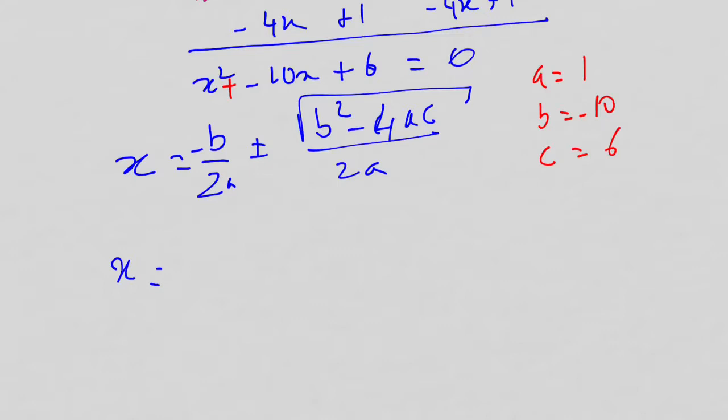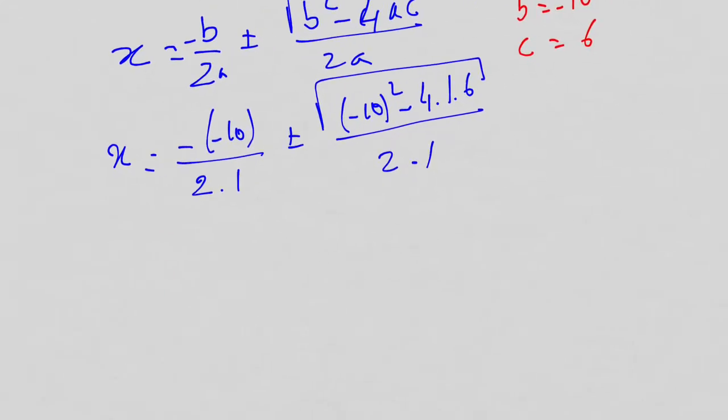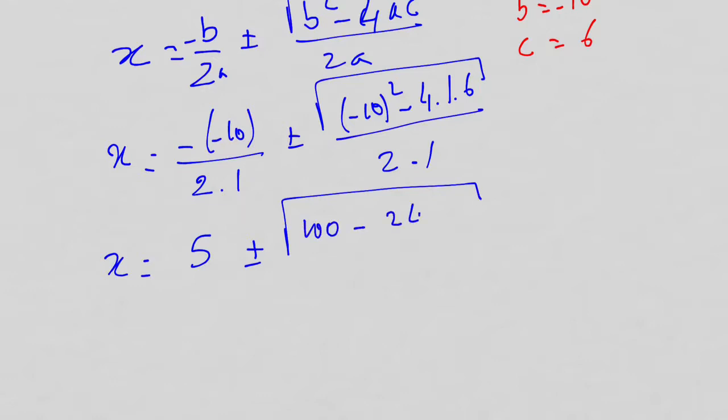So far so good, because now I just need to substitute the values of a, b, and c into my quadratic formula, which is negative negative 10, divided by 2 times 1, plus or minus the square root of negative 10 squared, minus 4 times a, which is 1, times 6, divided by 2 times 1. So x equals 10 divided by 2, which is 5, plus or minus the square root of 100 minus 24, divided by 2.